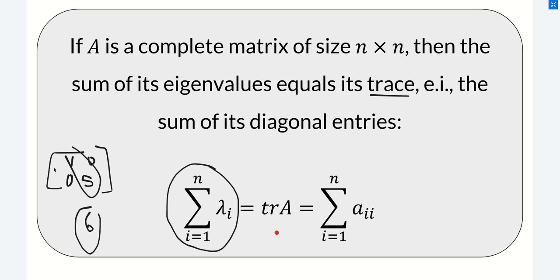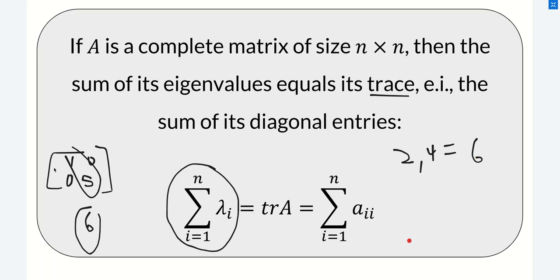All right. So if you sum the eigenvalues, it's the same as summing the trace of the matrix. So the calculation that you did right now, you had the eigenvalues to be 2 and 4, right? So when we sum this, that is going to be 6.